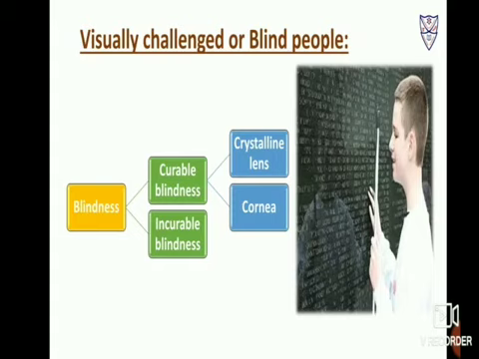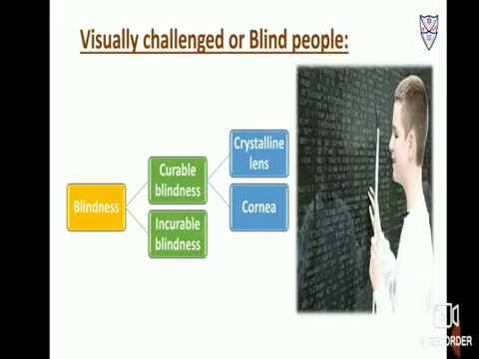Now students, let us discuss visually challenged or blind people. Visually challenged or blind people cannot see. This blindness can be of two types, curable blindness and incurable blindness. In curable blindness, either the cornea or the lens becomes opaque due to some disease or defect.